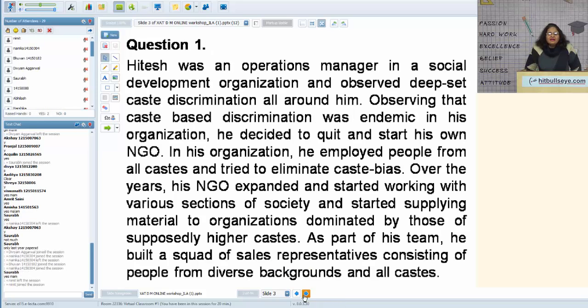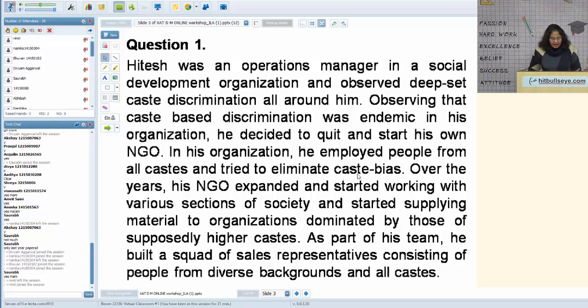So what do we have here? A very typical situation. This person, Hitesh, just read it, guys. Okay, just read it. What we have here is that this guy, Hitesh, sets up an organization with a particular purpose. The purpose here is that he observes that there is lots of caste discrimination, and he wants an organization where he employs people from all castes and tries to eliminate caste bias.